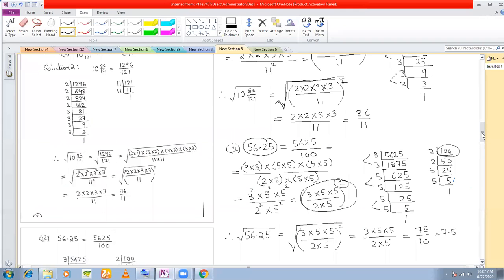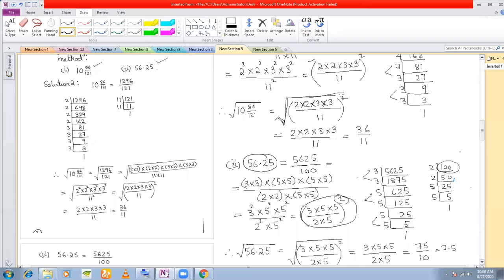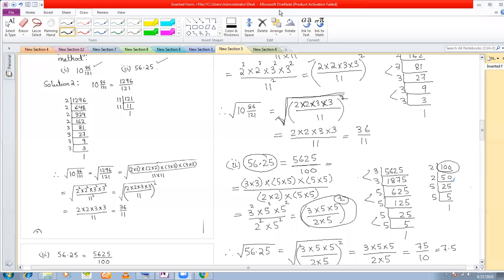Any question with this prime factorization of mixed fraction and decimal? No, sir. No, sir.